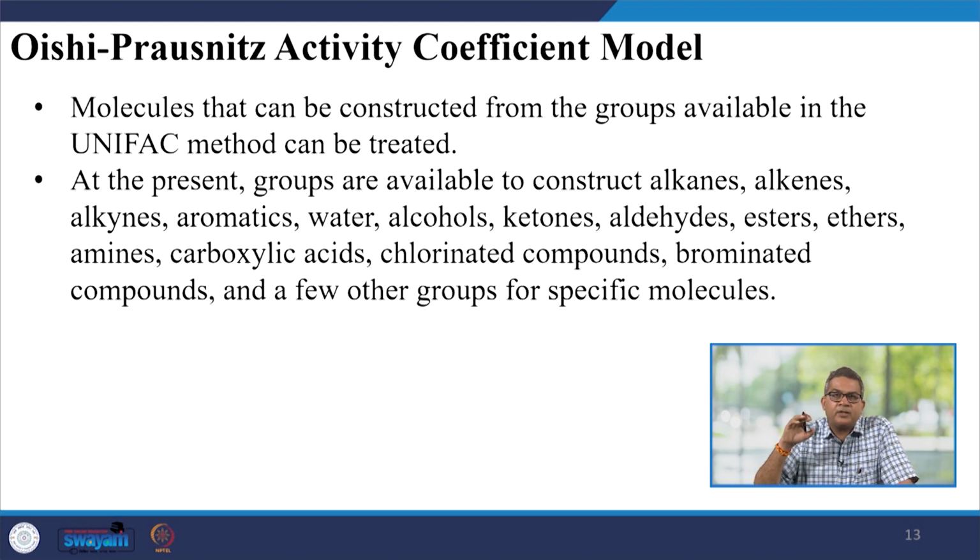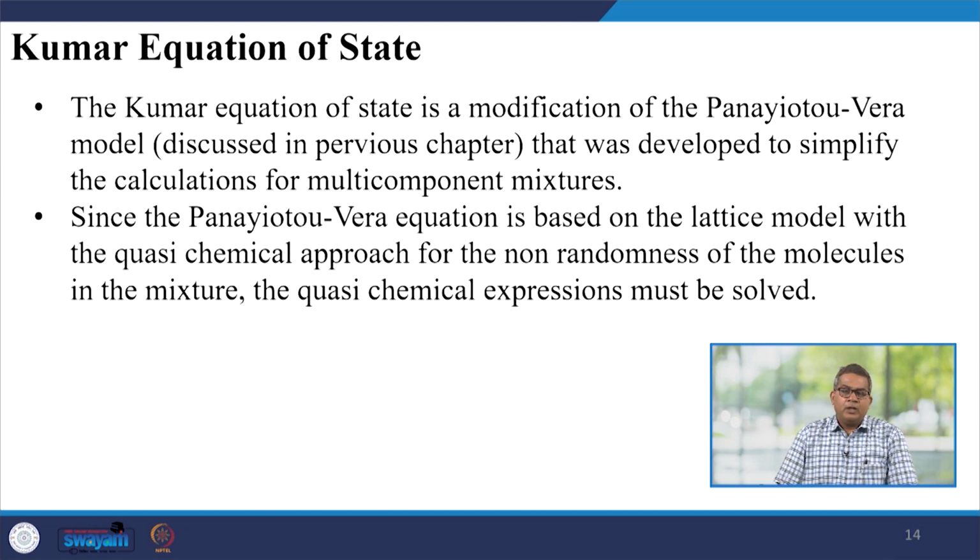Now, at present, in this activity coefficient model, the groups are available to construct alkanes, alkynes, aromatics, water, alcohols, ketones, aldehydes, esters, ethers, amines, carboxylic acids, some chlorinated compounds, brominated compounds, and a few other groups for specific molecules. Let us talk about the Kumar equation of state.